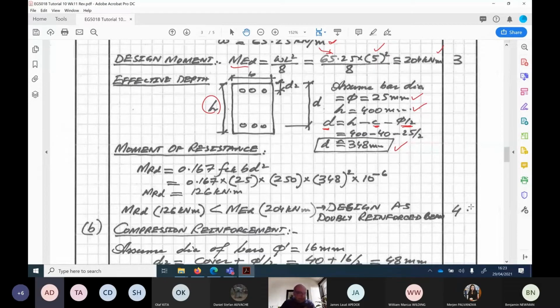Question: if MRD is greater than MED, why would you need to have a singly reinforced beam? I don't understand, because the beam is efficiently strong. MRD is the compression resistance of the beam. So MRD is related to something which is above the neutral axis.